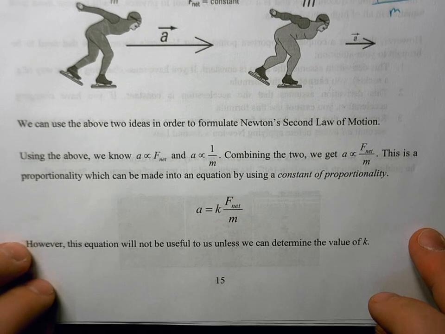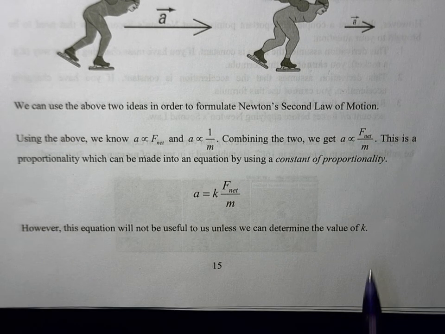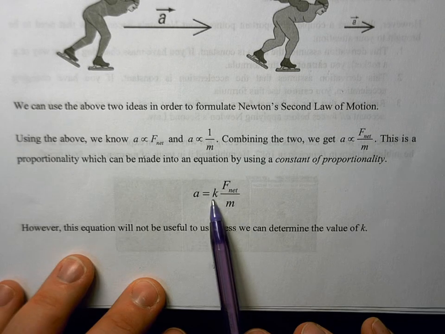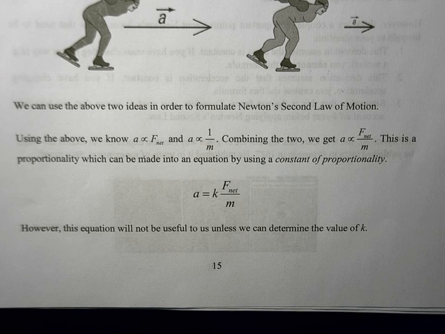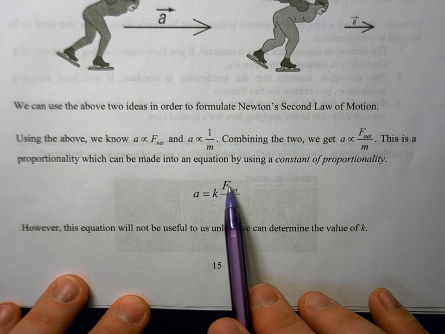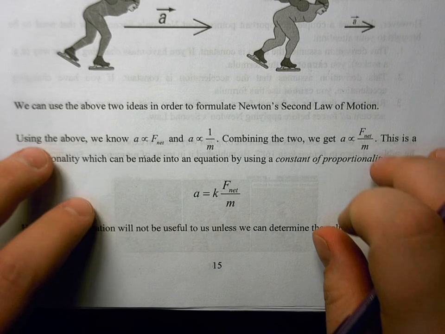So knowing these two ideas, that the acceleration is directly proportional to the net force and also inversely proportional to the mass, we could combine these two ideas together and get the relationship that the acceleration is proportional to the net force divided by m. Now this is what we would call a proportionality. We can't say a equals this unless we determine this thing called the constant of proportionality. Like, how is a equal to the right side? Do we have to modify this F net over m? Do we have to have some multiplicative constant in front of it?